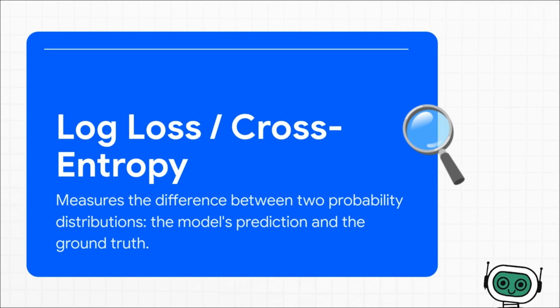It's not just about how far off the answer was. Instead, it compares two probability distributions. First, you have the model's prediction, like, I'm 80% sure this is spam. And you compare that to the ground truth, which is basically, this is 100% spam.